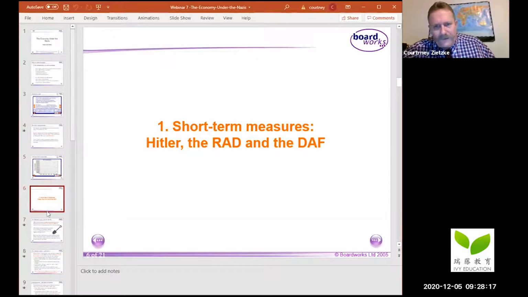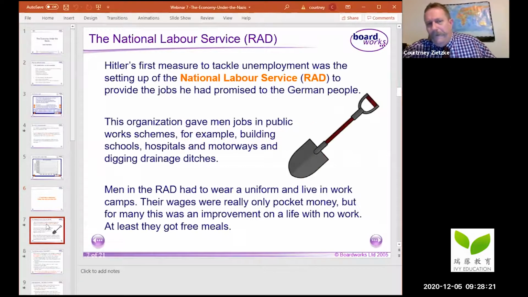Okay. Hitler, the RAD, and the DAF. National Labor Service, the RAD. Hitler's first measure to tackle unemployment was setting up the National Labor Service to provide the jobs he had promised to the German people. If he wasn't going to be able to deliver on his promises, they would have eventually kicked him out. People would have said, nope, not going to do it. But he gave people work, which made their lives better, so they believed him.